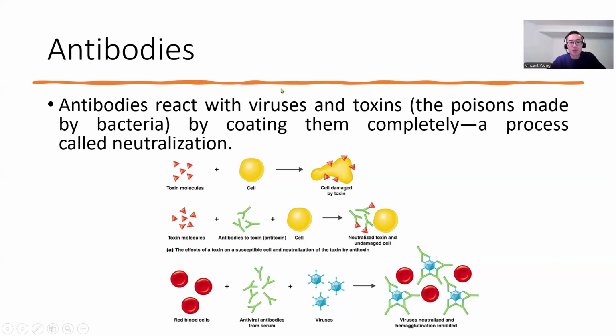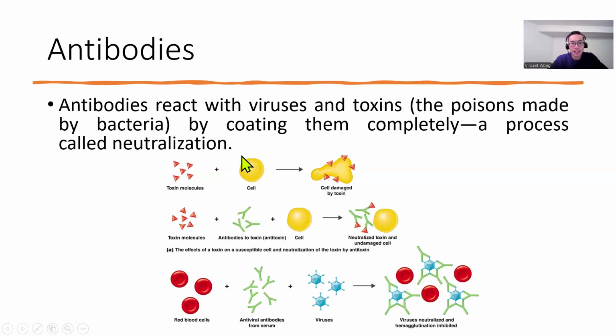They can react with viruses and toxins. Toxins are poisons that are made by bacteria. Sometimes bacteria make you sick because of these poisons that they secrete. You might have heard of botulism, right? The bacteria secretes a toxin that causes you to become paralyzed. Okay, so antibodies can basically neutralize these viruses and toxins.